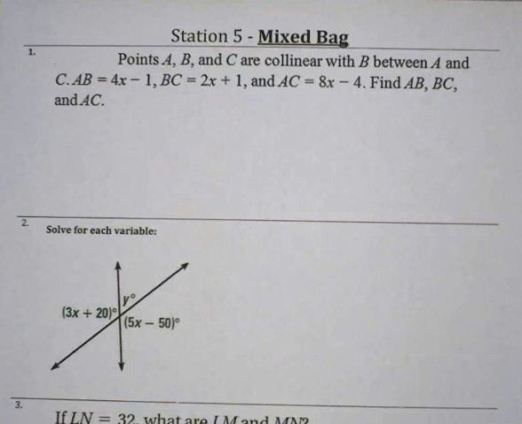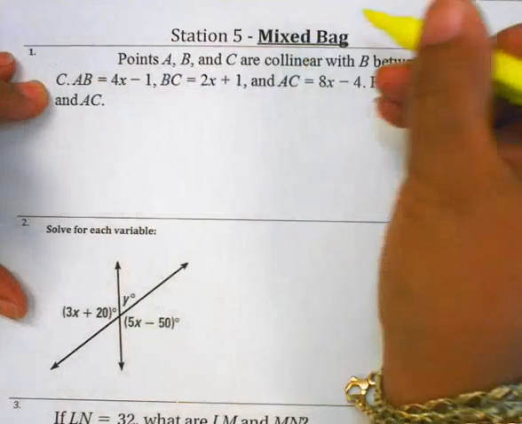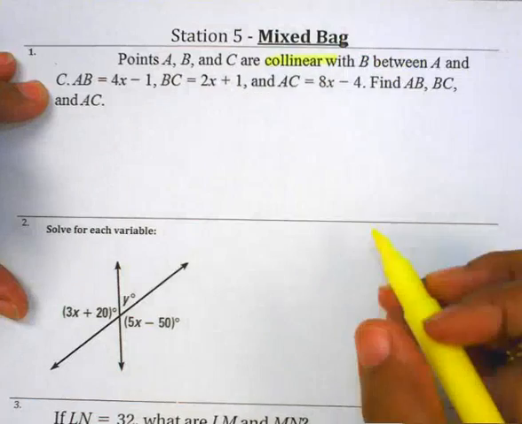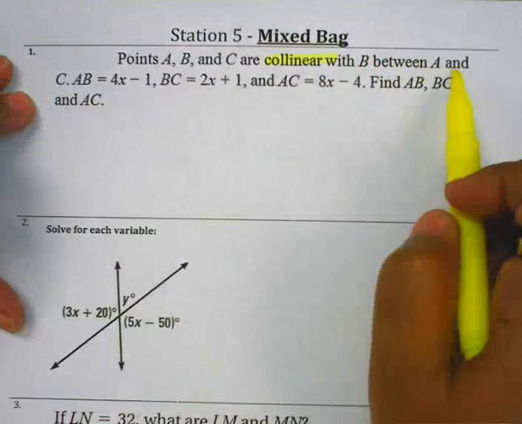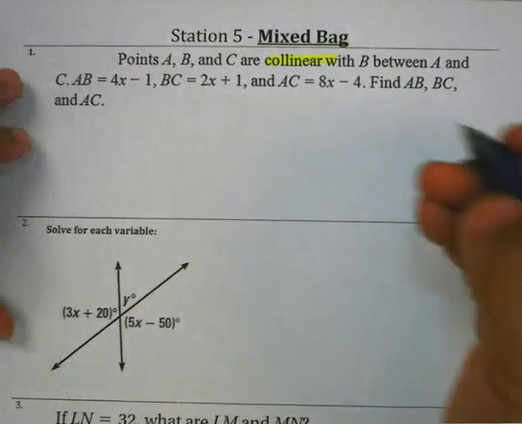All right, now this is station 5. It's a mixed bag. So this is a mixture of all of the concepts that we've covered. The first one says points A, B, and C are collinear with point B between A and C. You should draw a picture of that.